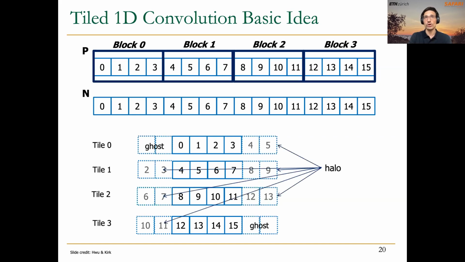And those are what we call the halo elements. Observe as well that among these halo elements, we also have some ghost elements or ghost cells, because they are out of bounds. They are neither in the input nor the output array. So now let's take a look at how we have to load the whole tile, including the halos, into the shared memory that is on chip, that is accessible by all threads running in this thread block. And this way we can obtain better performance for our 1D convolution.